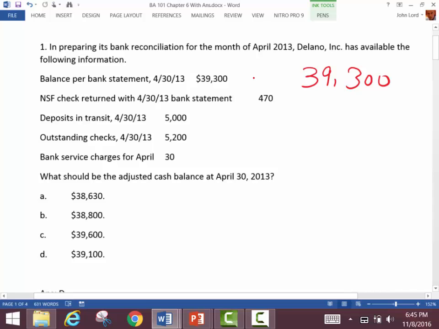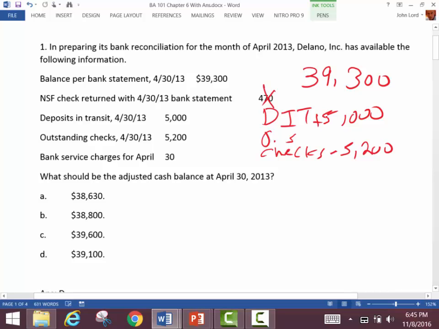Subtract. I'm making adjustments for things that the company knows about that the bank does not, right? So who knows about the NSF check? The bank knows about that, so I ignore that, don't I? Okay, how about this deposit in transit? I'm going to have to add that because the bank doesn't know about that. How about the outstanding checks? Subtract. The bank doesn't know about those, right? Because they haven't cleared the bank yet, so I subtract that 5,200. So I add the 5,000, I subtract the 5,200.